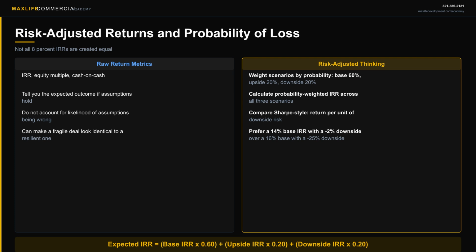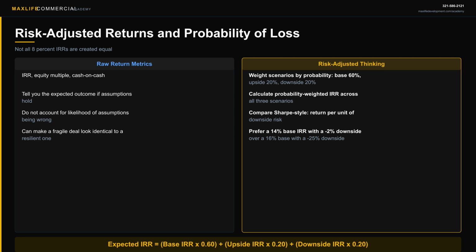Raw return metrics, IRR, equity multiple, cash on cash yield, tell you the expected outcome if your assumptions are correct. They say nothing about the range of outcomes or the likelihood that your assumptions are wrong. Risk-adjusted return thinking asks a different question. Given the full distribution of possible outcomes, which deal gives me the best return per unit of risk I'm accepting?